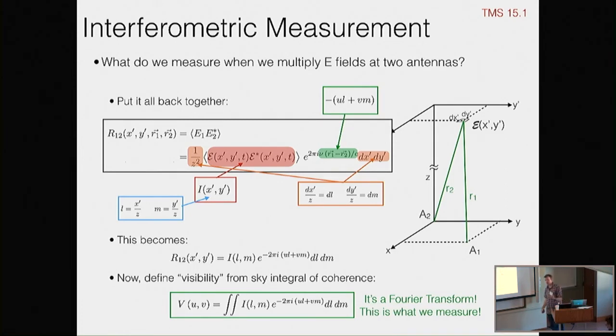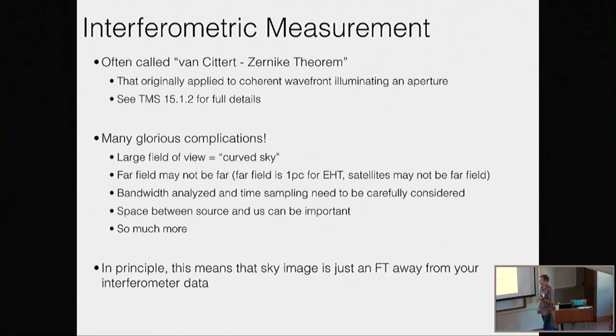So we started by saying, all right, we have 2 antennas. We can multiply and average. Let's see what happens. And what happens is that we get out the Fourier transform of the sky emission. So that's what the interferometer is going to measure. This is often called the Van Cittert-Zernike theorem. This is discussed in good detail in Thompson, Moran, and Swenson, but that was actually a different thing, but the math is the same. And so it gets called that as a shorthand.